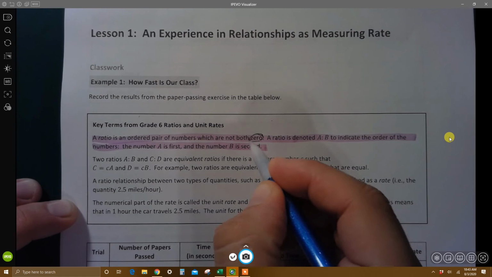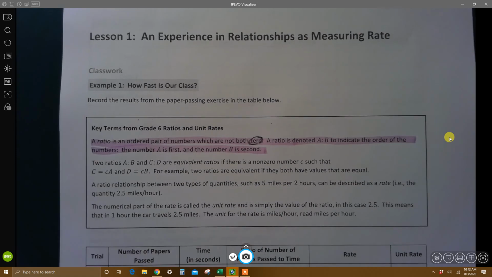But the important part, and I will always make sure you understand this part, is that you can never have both parts of the ratio being zero. They're not both zero. You can't have 0 to 0. It's best to not have 0.